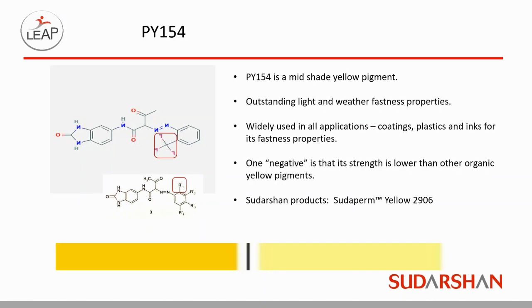Pigment Yellow 154 moves us into that mid-shade yellow color space. This is a great pigment because of its outstanding light and weather fastness, primarily used in coatings. However, we do see some usage in plastics and inks because of those fastness properties. I would say the only negative property with Pigment Yellow 154 is that, in comparison to other organic yellow pigments, it has a lower tinting strength. Our product, of course, is the Pseudoperm Yellow 2906 in this color index space.